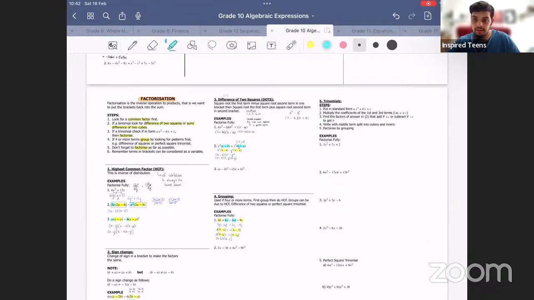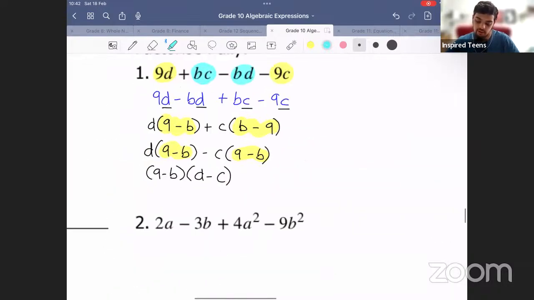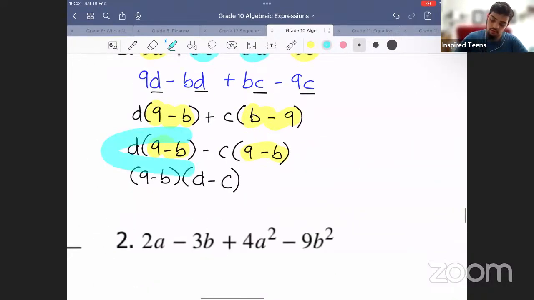Do I need to show the step in sign change? No, you can show it just like this. You don't have to. But ideally, yes, you do want to show the step.